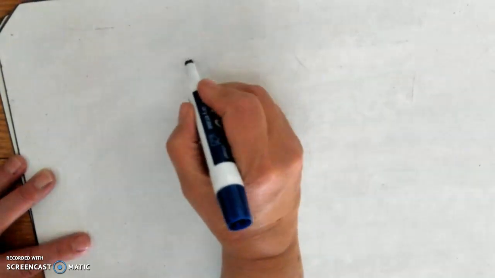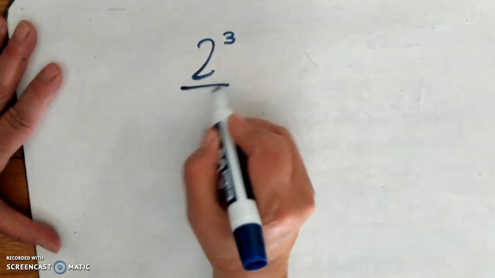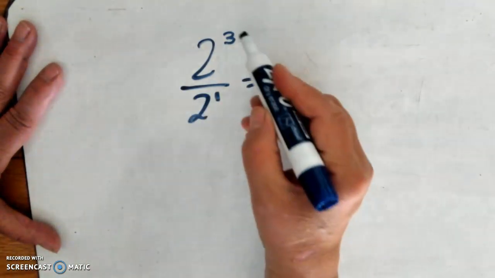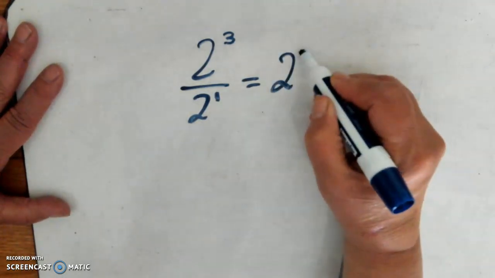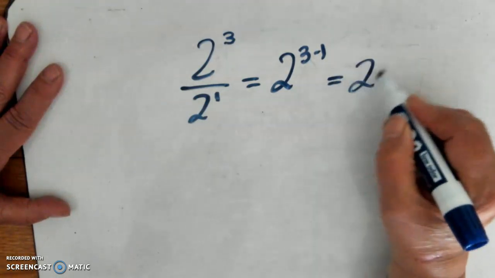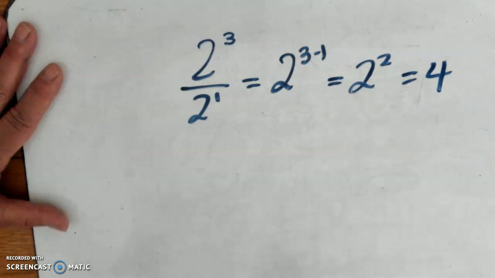So if I start out, we're going to use that division rule. If I have 2 to the third power, and I'm going to do this with numbers, and I'm dividing it by 2 to the first power. Well, we learned that when I'm dividing and it has the same base, I can just subtract those. So 2 to the 3 minus 1 power is the same as 2 squared, which we know is 2 times 2, which is 4. Okay?